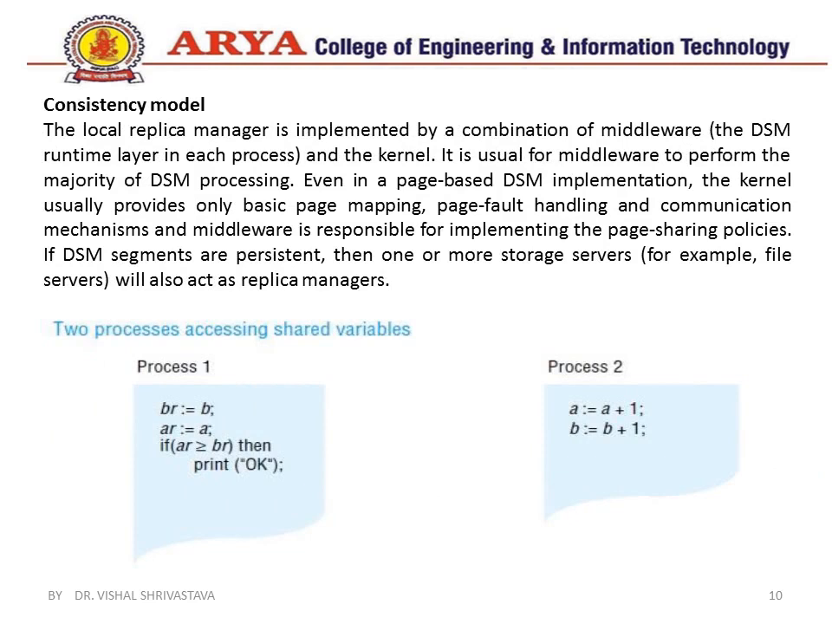Consistency model. The local replica manager is implemented by a combination of middleware and the kernel. It is usual for middleware to perform the majority of DSM processing. Even in the page-based DSM implementation, the kernel usually provides only basic page mapping, page fault handling and communication mechanisms, and middleware is responsible for implementing the page sharing policies. The process is represented over here. Two processes are accessing shared variables. You can see them.